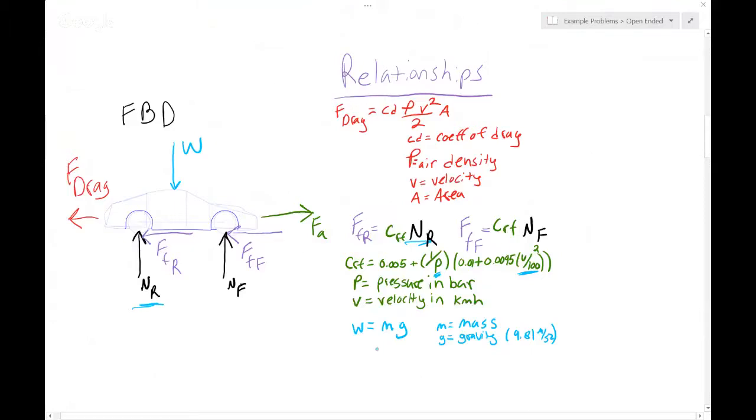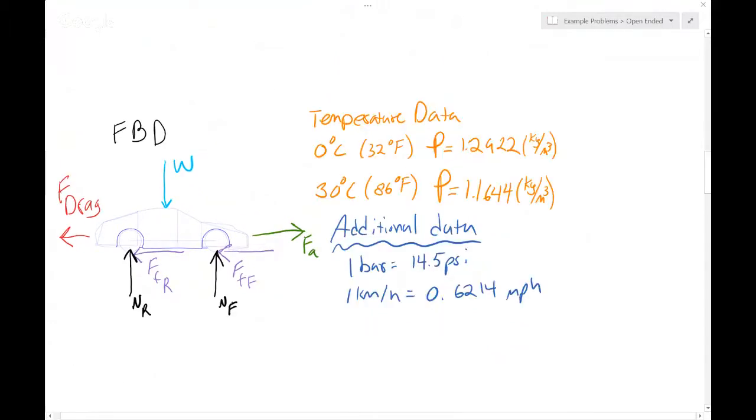And then for the force exerted by the weight, we just have the mass of the car times gravitational acceleration. For this analysis, we're going to look at the temperature differential that you would see in some of the northern United States. So during the winter, we'd have temperatures of 0 degrees Celsius, or basically 32 degrees Fahrenheit on average, which gives us an air density of 1.2922 kilograms per meter cubed. And then during summer, we have an air temperature of 30 degrees Celsius or 86 degrees Fahrenheit, which gives us an air density of 1.1644 kilograms per meter cubed.